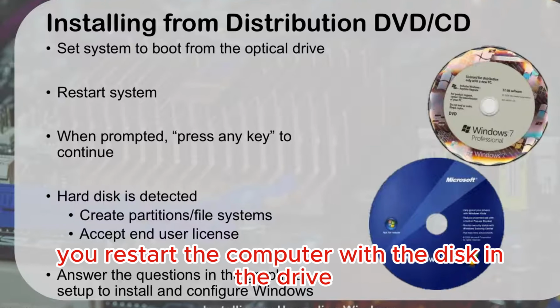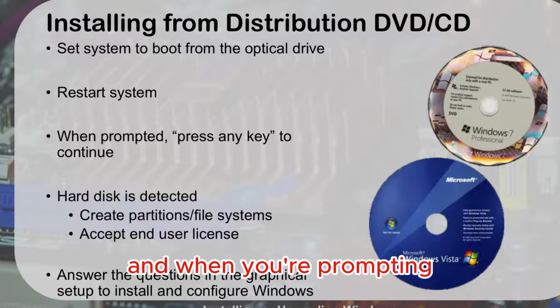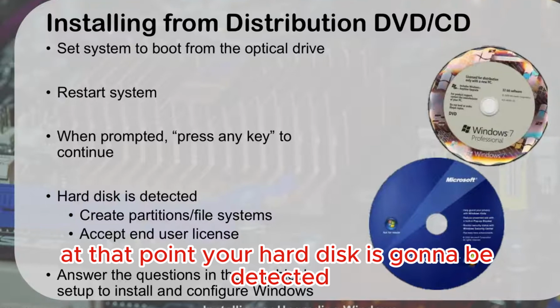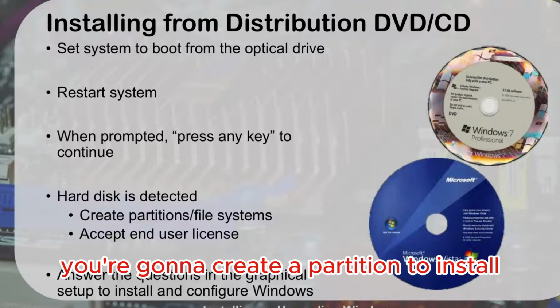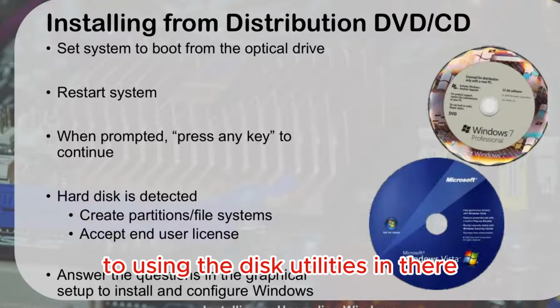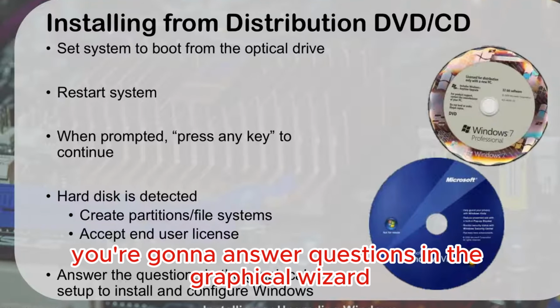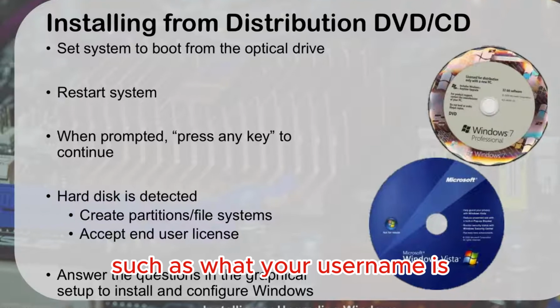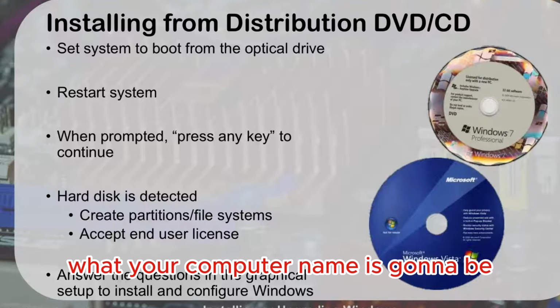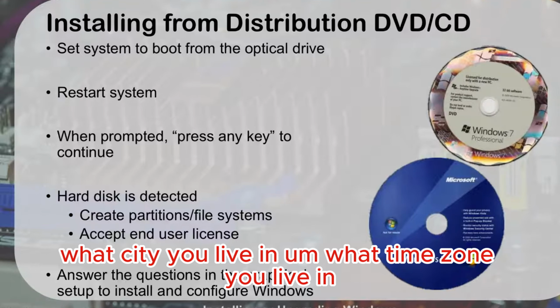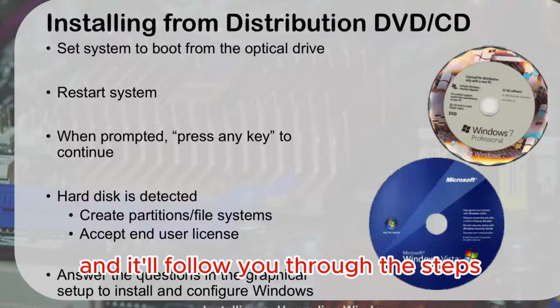You restart the computer with the disk in the drive, and when you're prompted, you're going to press any key. At that point, your hard disk is going to be detected. You're going to create a partition to install to using the disk utilities in there, and you'll accept the end user agreement. At that point, you're going to answer questions in the graphical wizard, such as what your username is, what your computer name is going to be, are you on the East Coast or the West Coast, what city you live in, what time zone you live in, that kind of stuff. And it'll follow you through the steps.